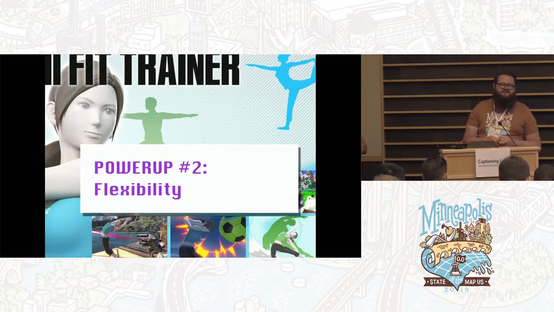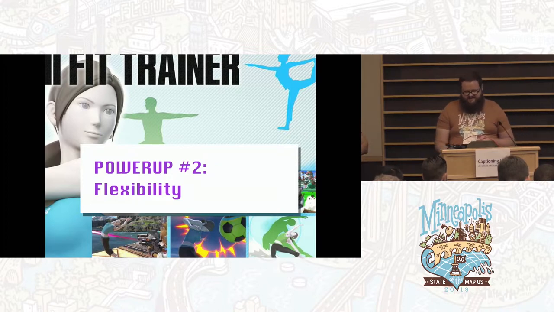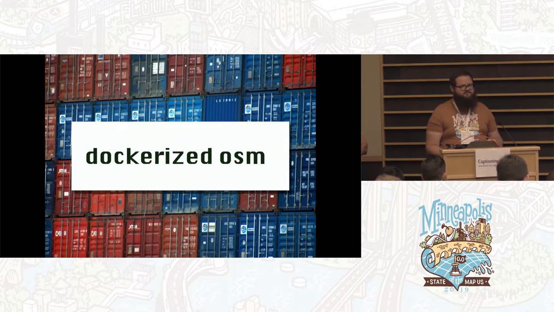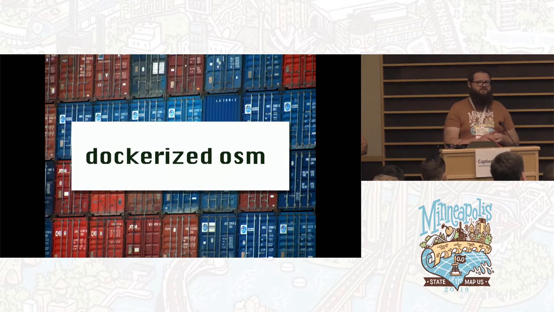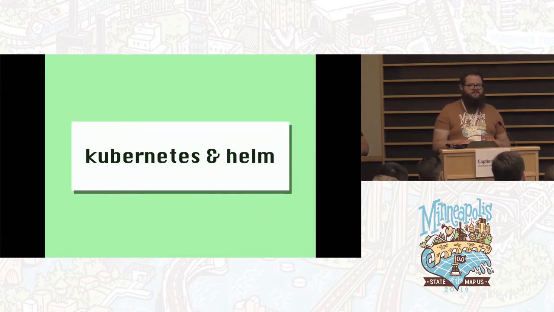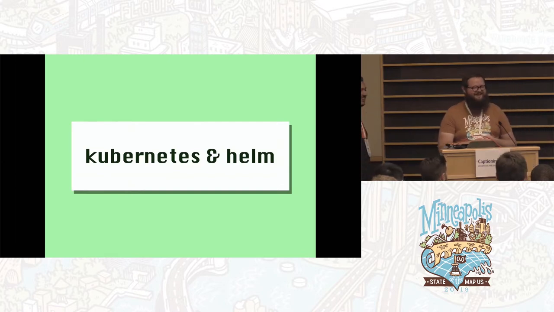Okay. Next superpower we hope to offer is flexibility. And for this, we'll mostly talk about OSM Seed. OSM Seed is Dockerized OSM. So the goal is to be able to take the core infrastructure of OpenStreetMap and be able to run it pretty quickly on whatever hosting you choose. It uses Kubernetes to manage the cluster of services, and it's all defined in a Helm chart. Somebody else did this. I have no idea what those words are, but from what I know, it seems like a good way to deploy things.